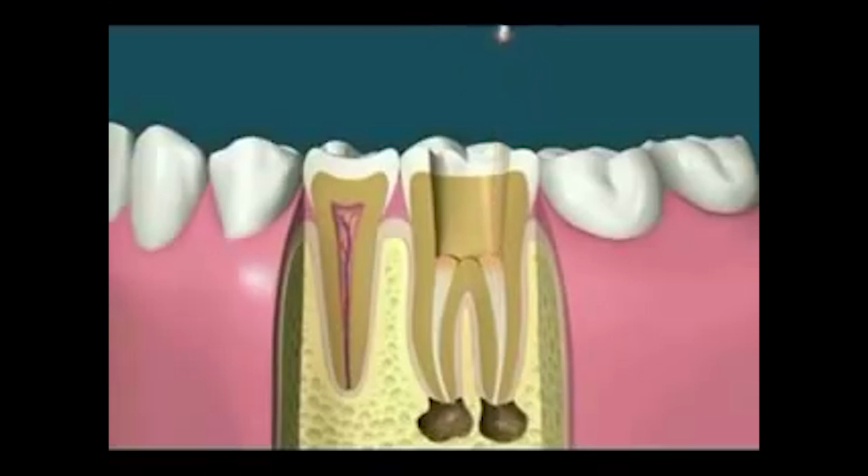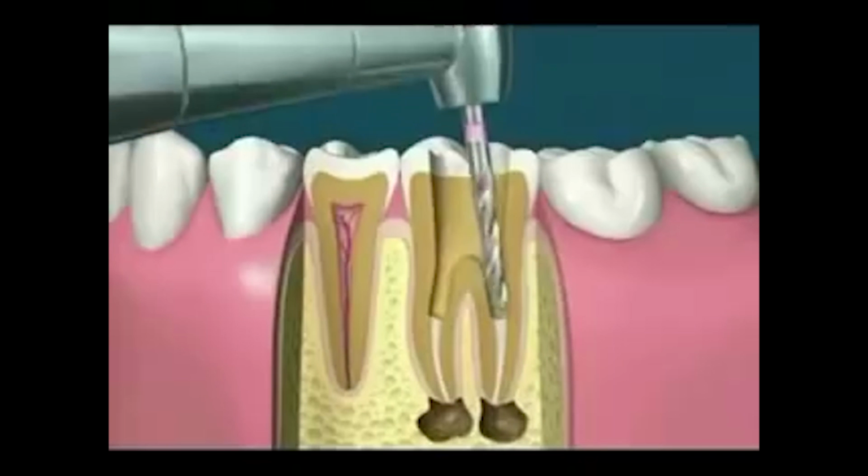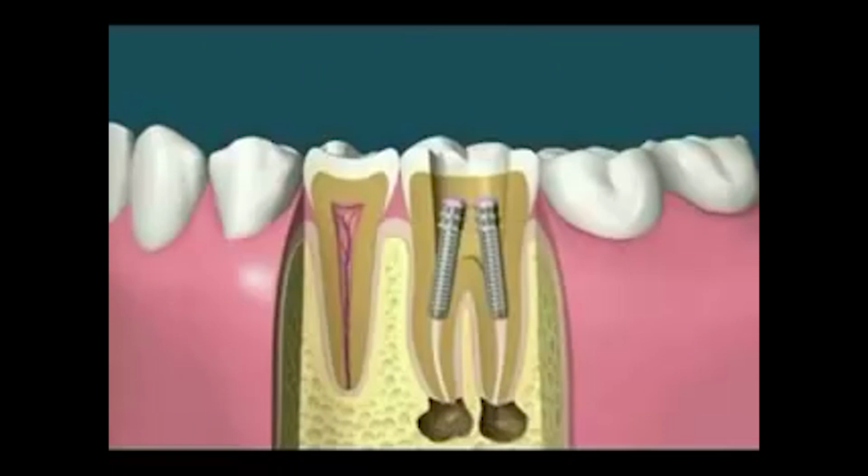For optimum treatment, one or more posts may be placed to strengthen the tooth and retain the filling. In this case, a light cured resin is used to fill the space. It's soft when placed in the tooth and hardened with a bright light.